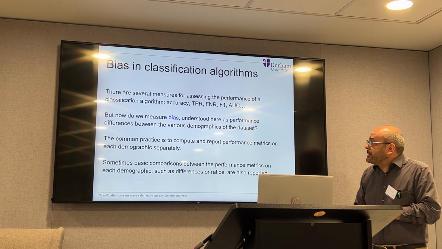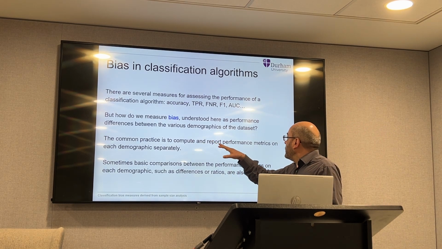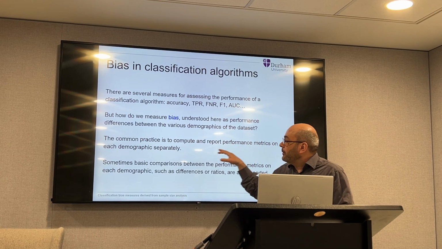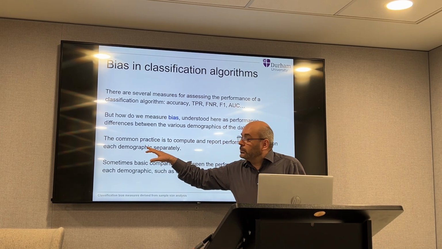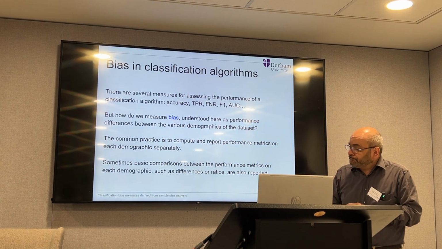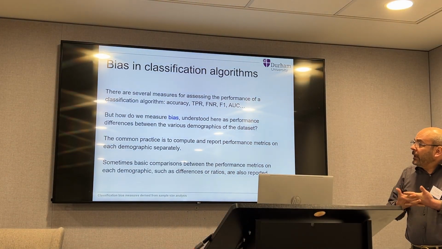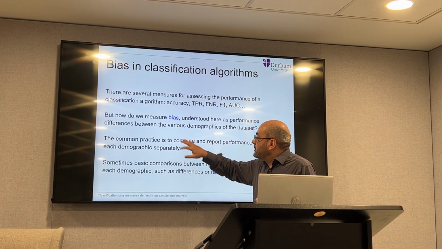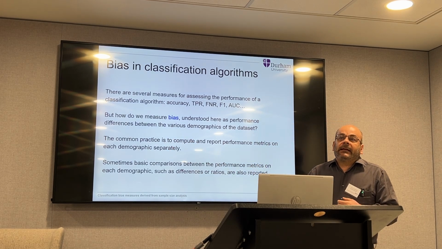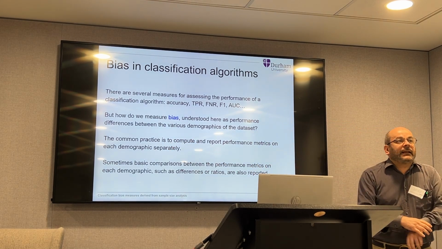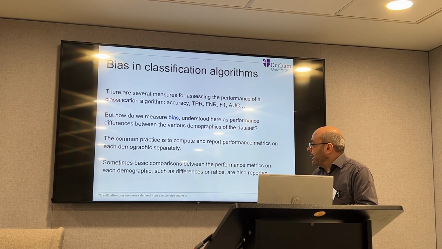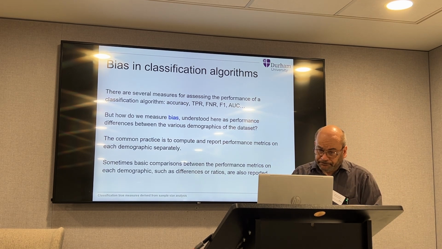The common practice is to compute and report performance metrics, so these metrics here, on each demographic separately. And also sometimes some basic comparisons between these results. So we say the FPR here is 2% higher, the FNR is, let's say, 20% higher, and so on.